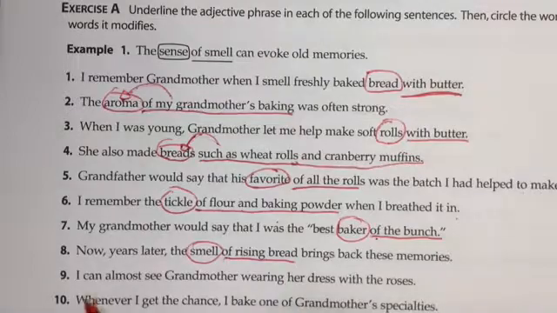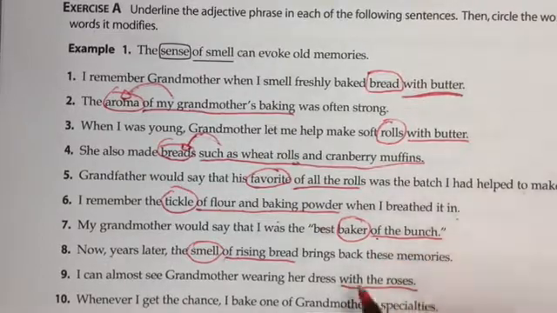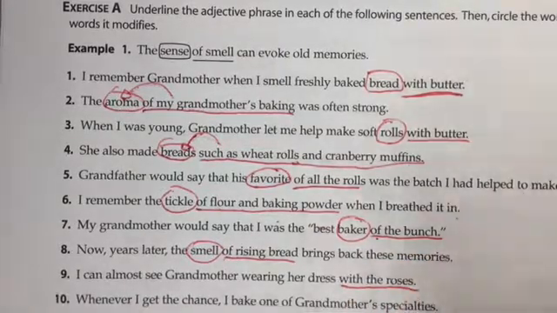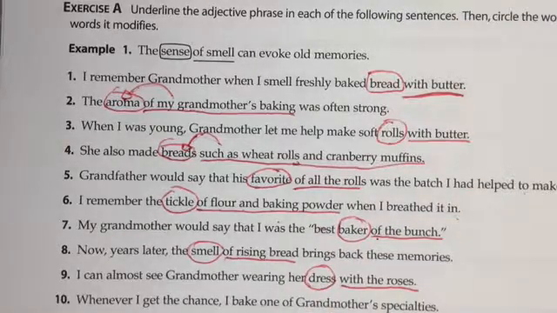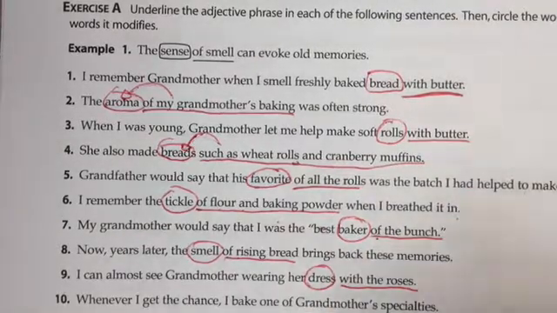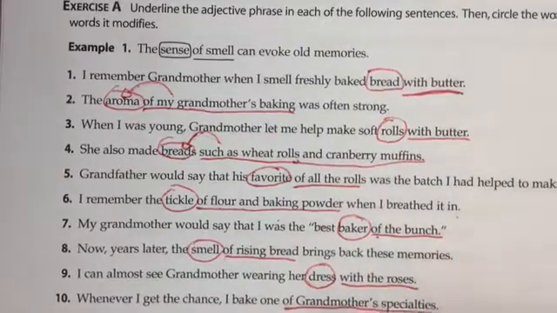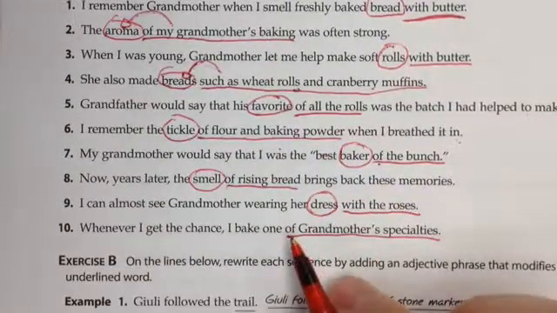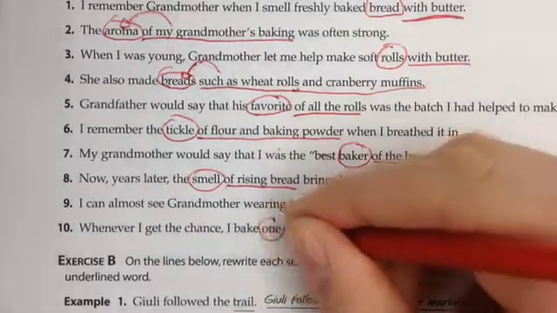Number 9. I can almost see grandmother wearing her dress with the roses. With is a preposition, the roses is our object. They describe the dress. And 10. Whenever I get the chance, I bake one of grandmother's specialties. Of is a preposition, and grandmother's specialties is our object, and they both describe one.